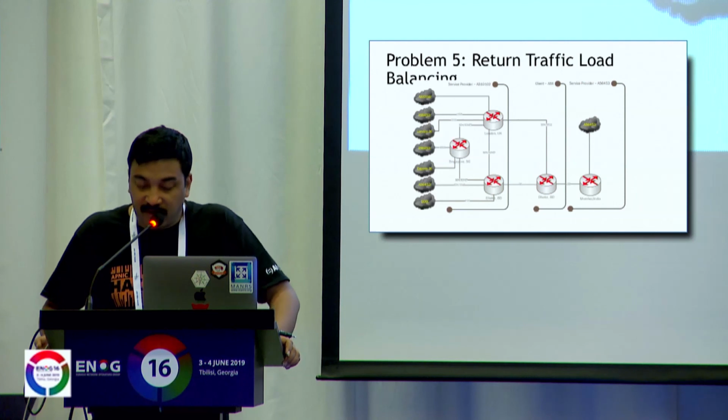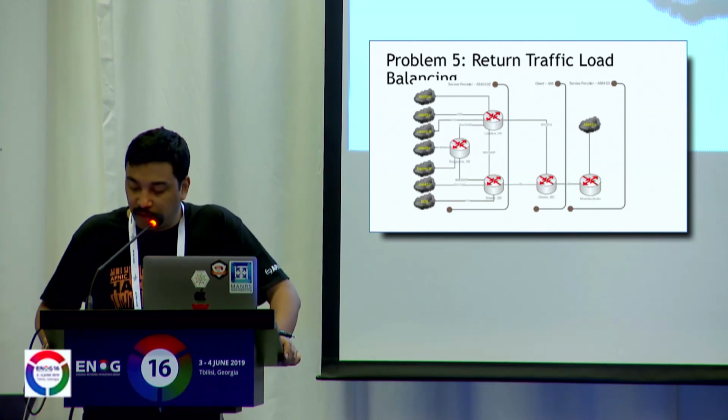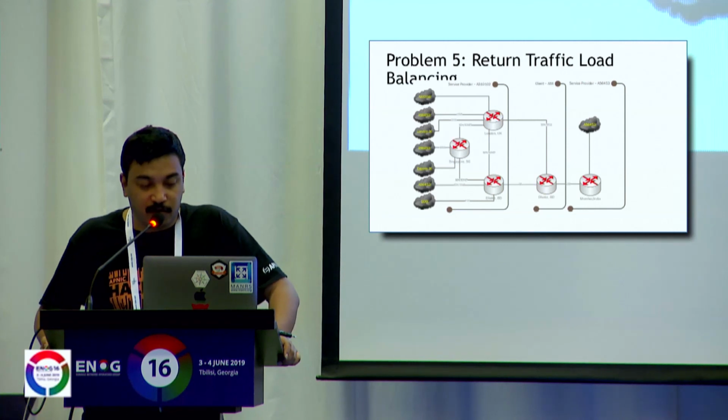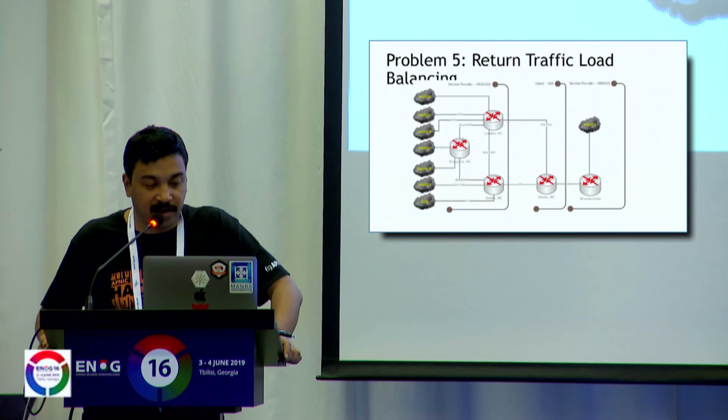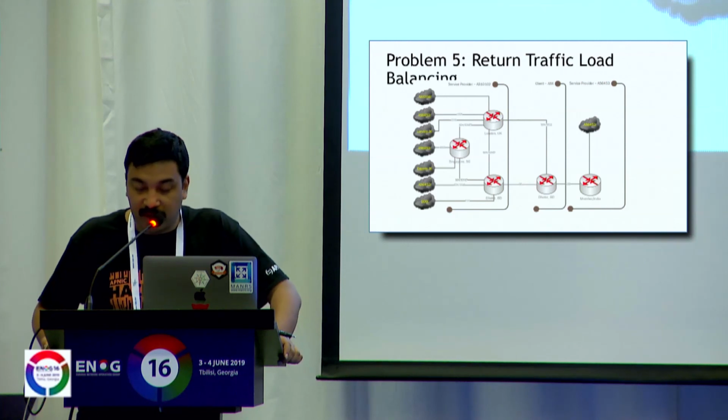Then comes return traffic load balancing. The customer is connected with AS10102 and let's say one of our own upstream providers, like AS6453. AS6453 is a tier one provider, whereas AS10102 is not a tier one provider. So the customer has direct connectivity with our upstream provider too.